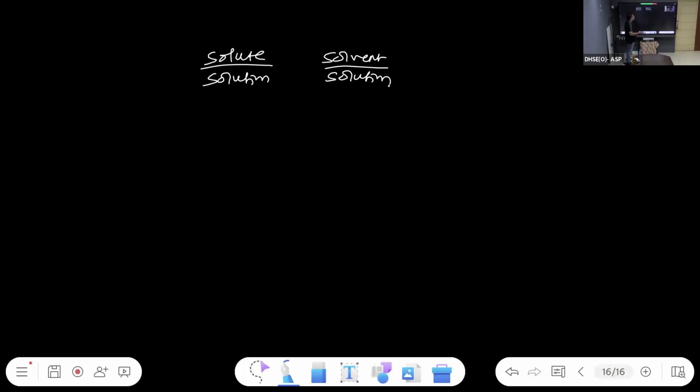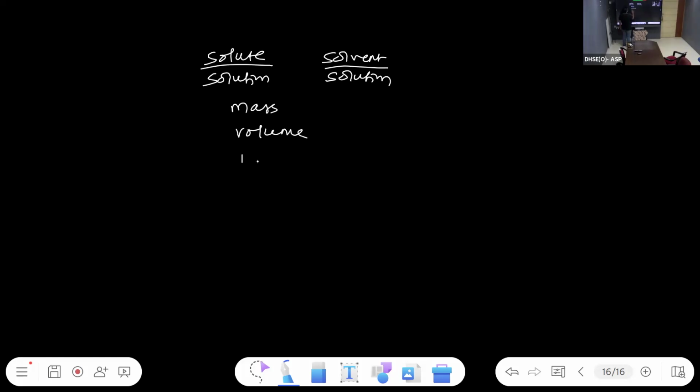So the ratio is with respect to what? Ratio can be with respect to mass. Ratio can be with respect to volume. Ratio can be with respect to moles. These are three physical quantities: one is mass, another is volume, another is number of moles. Interchanging these three and changing the combination, we get the different concentration units. Now we are going to discuss different concentration units.